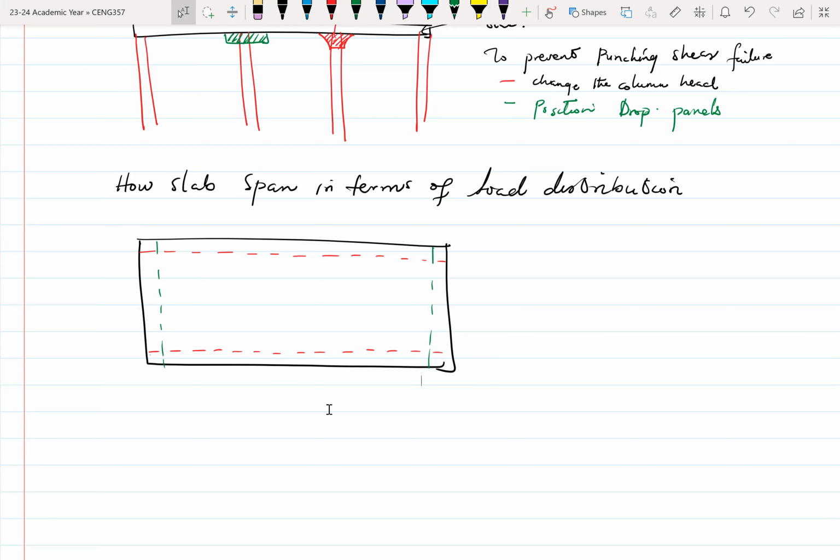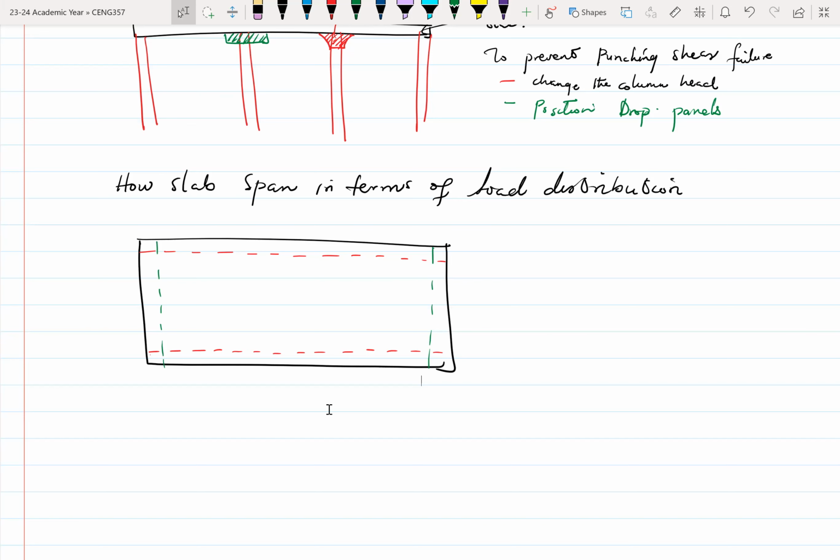All right. The term spanning of the slab has to do with how the loads are transferred from the slab to the other members, or how the slab receives the load from the occupant, whether it's dead load, live load, whatsoever. All right. And that will determine how we design the slabs.